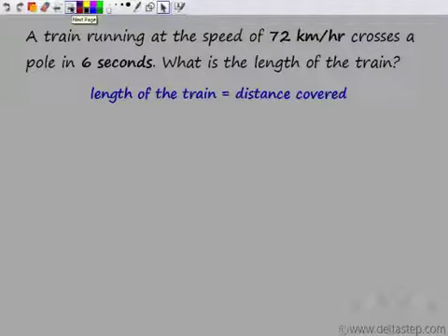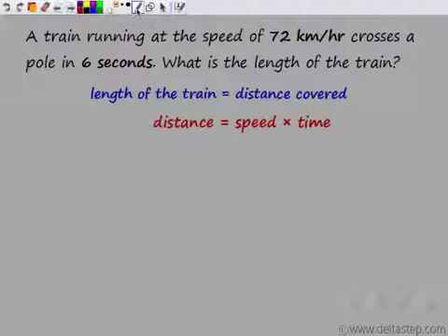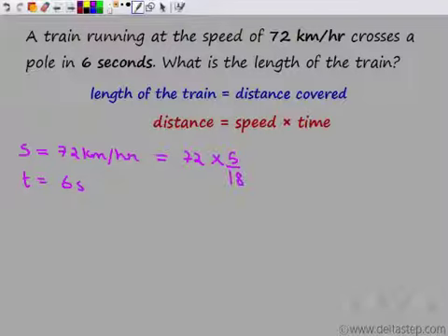And we know how to find the distance. Distance is nothing but speed into time. So we can find it easily now. We know the speed, we know the time. Speed, let's say denoted by S, is 72 kilometers per hour, and time is given as 6 seconds. Since the units are not the same, I'll convert the speed from kilometers per hour into meters per second. So this would be equal to 72 into 5 by 18 meters per second.